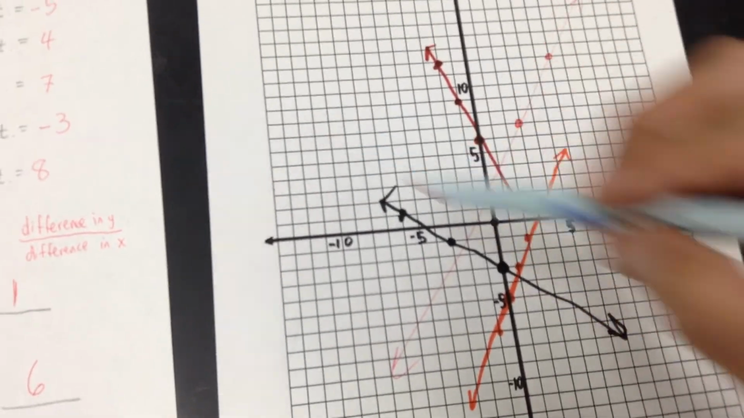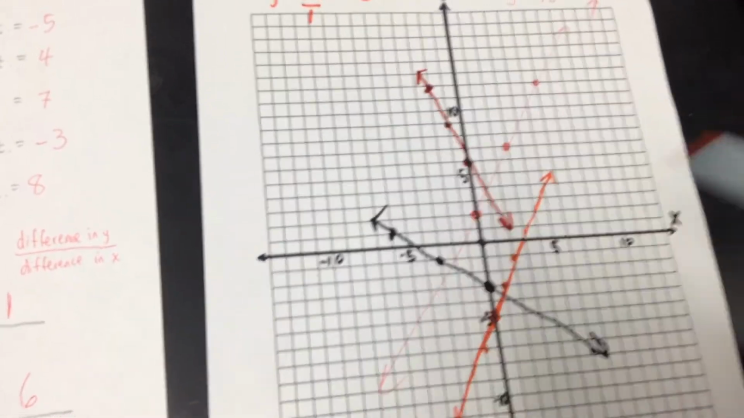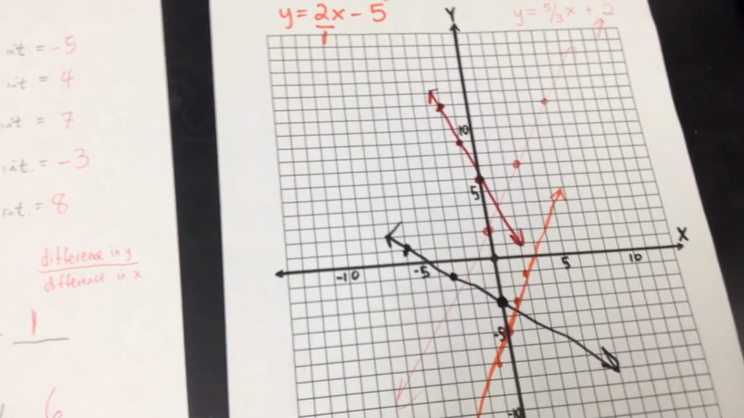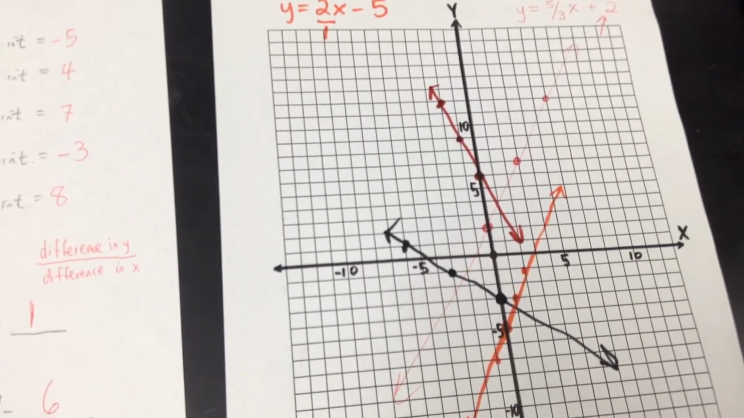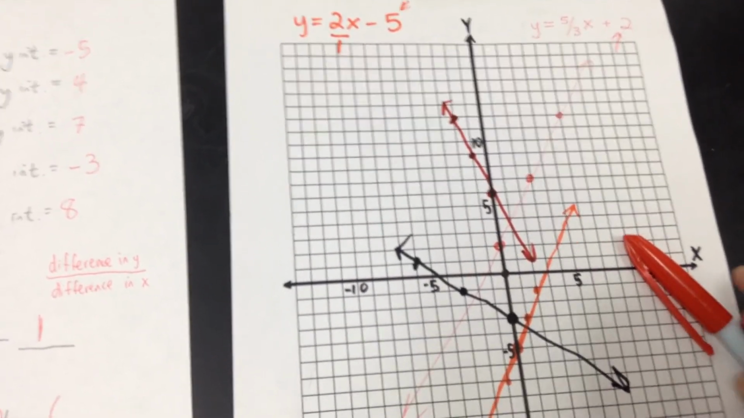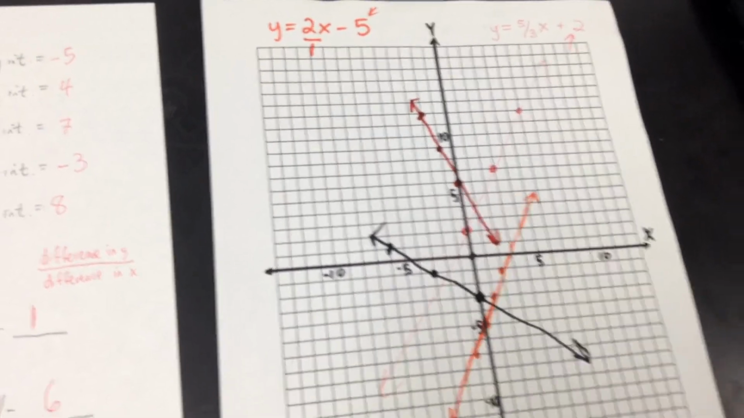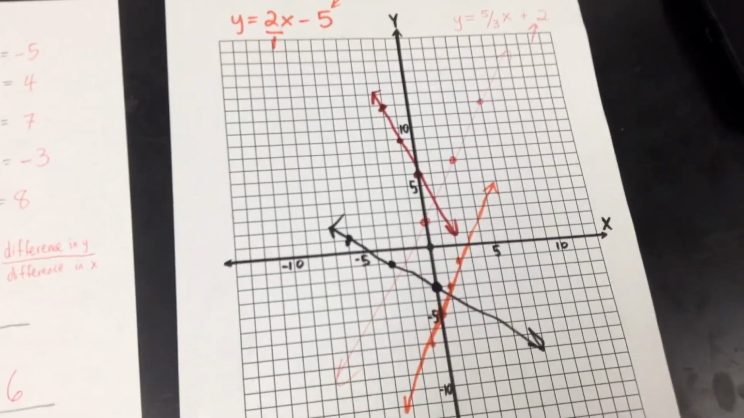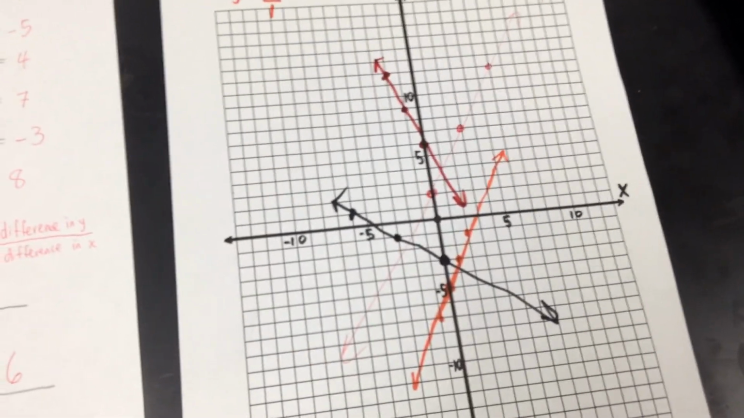As you can see, both of my negative slopes are facing that way, both of my positive slopes are facing that way. So that's pretty much it. That's almost exactly what your quiz is going to be like. If you watch this video and watch it a couple times, you should be perfectly capable of handling the quiz tomorrow.